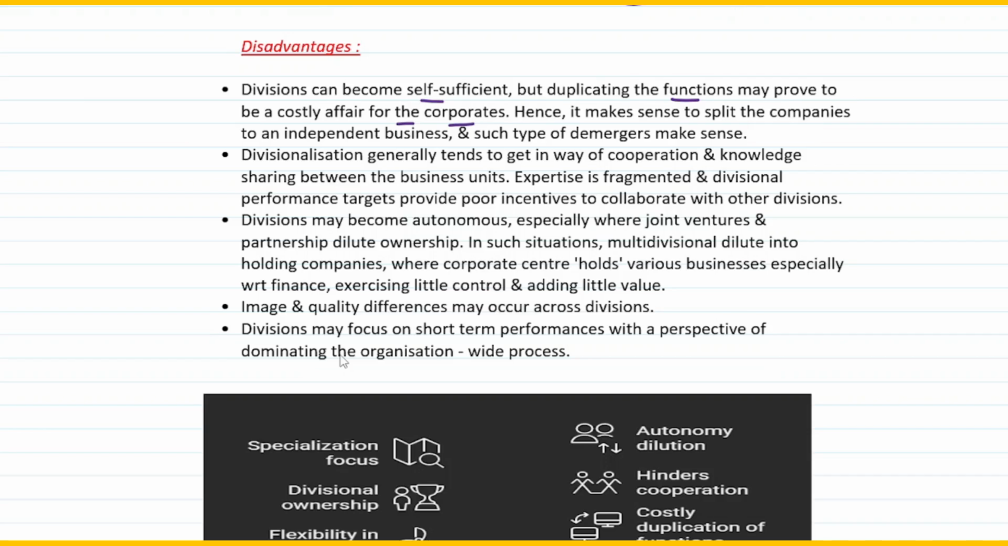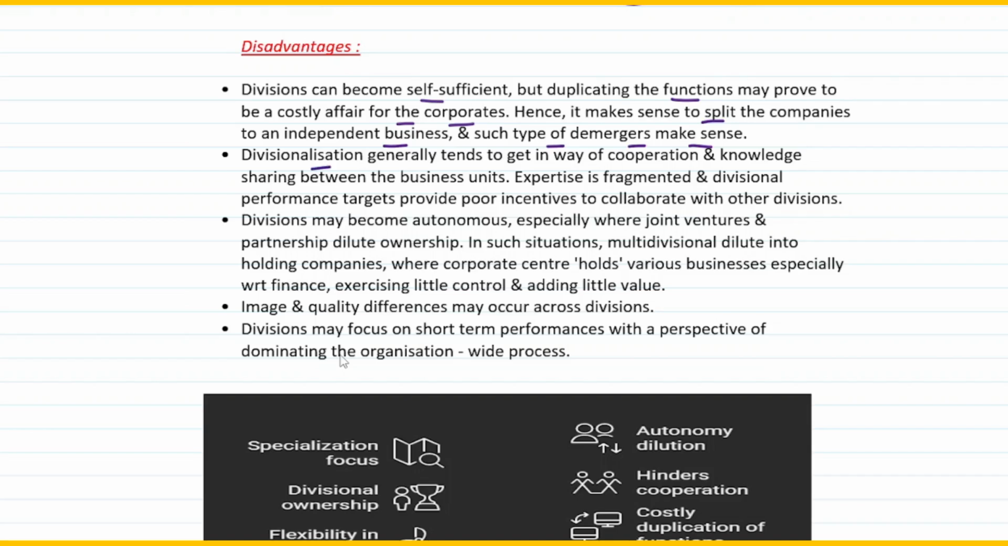Maybe it is possible that HR in division A and HR in division B are managing different sets of people, but the nature of their work is more or less the same. So this can prove to be a costly affair as far as the multi-divisional structure is concerned. Hence, it makes sense to split the companies into independent businesses, and such demergers make sense financially and from a strategic point of view also.